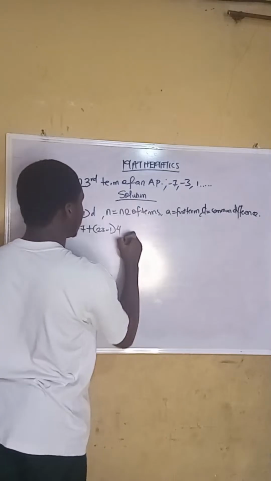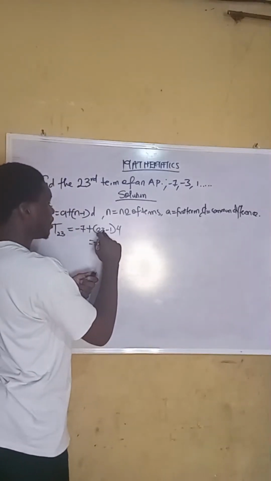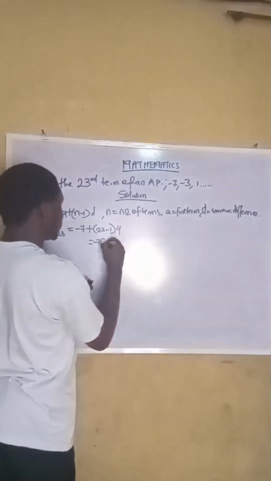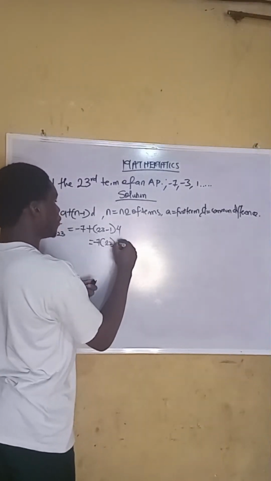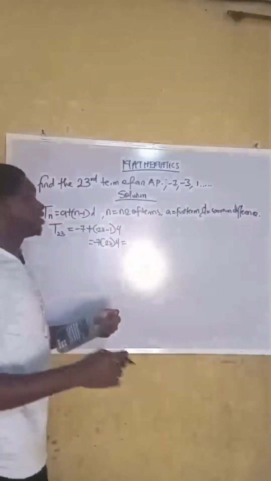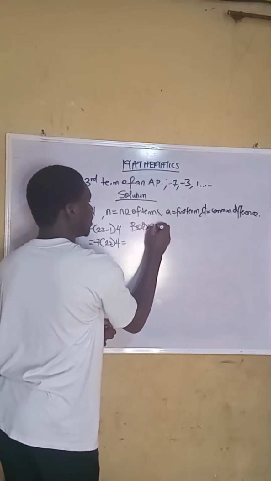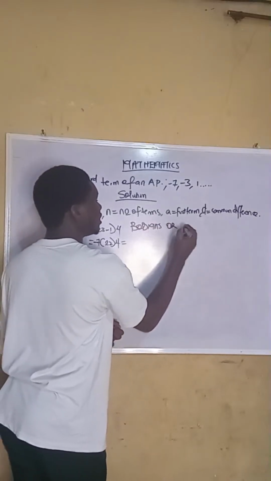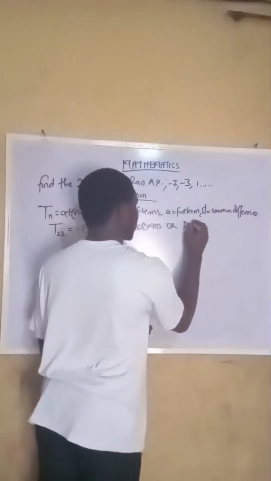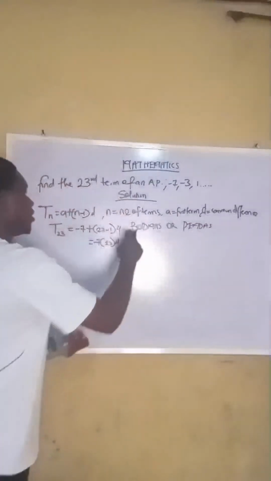So we have 4. So what do we do next? We have negative 7 into brackets. 23 minus 1 is 22. 22 times 4, right? Now in this case, what we use is known as BODMAS, or in some places it is called PEMDAS. They both mean the same thing.